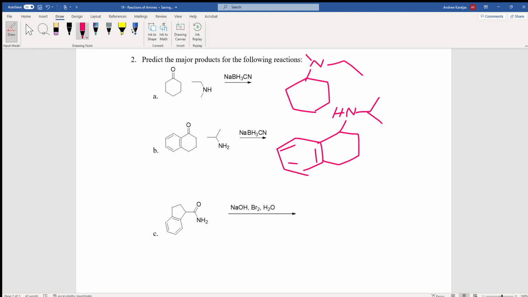Part C is one of our rearrangement reactions that we use to make amines from other functional groups. In this case, we use hydroxide and bromine to essentially remove the carbonyl from the amide and yield us a primary amine.